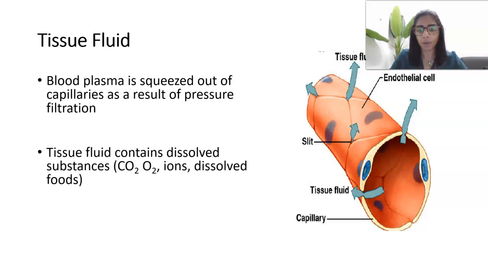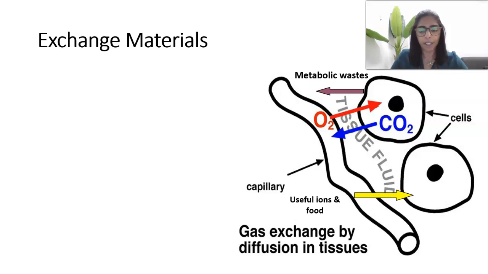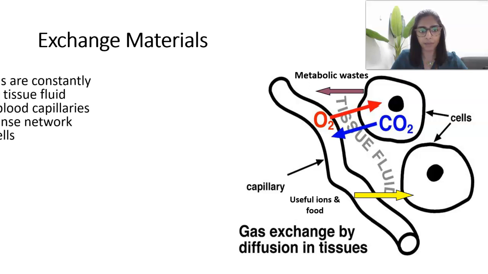So all of the small molecules, the dissolved nutrients such as carbon dioxide, water, ions, dissolved foods and so on, can make their way into or out of the blood capillary. Crucially, what we need to notice here is that it's only small molecules. Tissue fluid, that's the fluid that surrounds the cells, does not have plasma proteins in it because they are way too big. So by looking at this idea of pressure filtration, we can understand how molecules and materials are exchanged with cells.